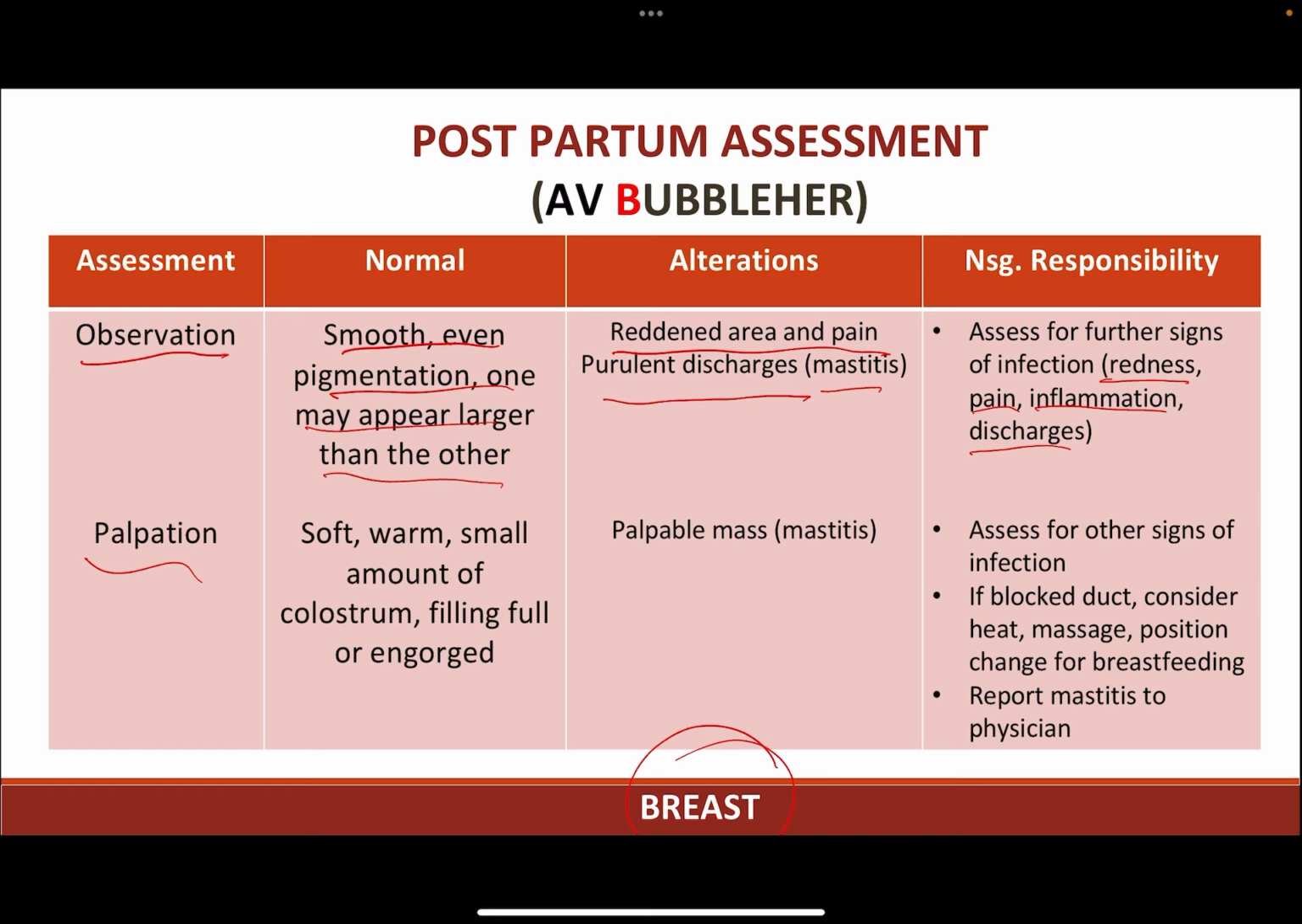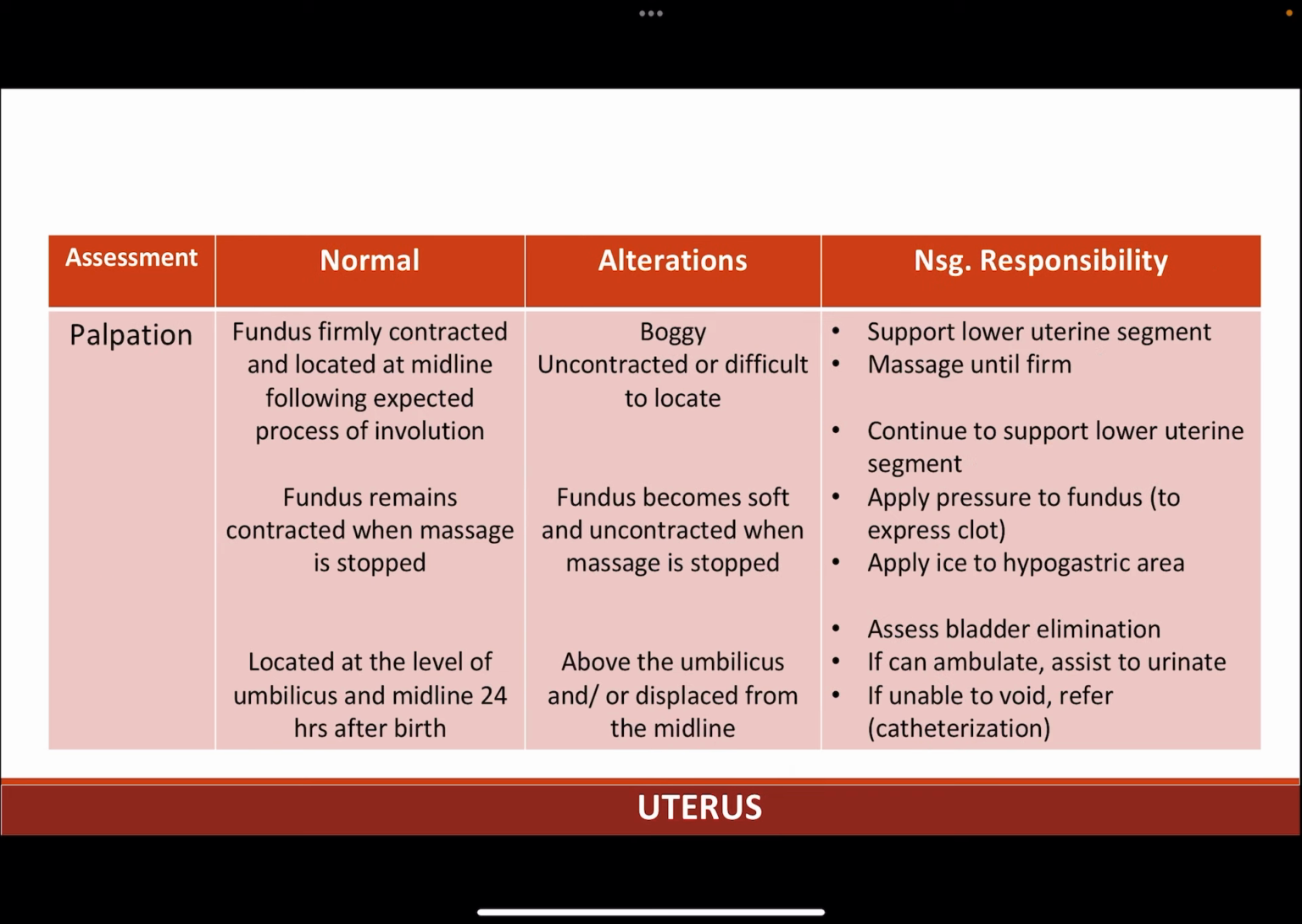Upon assessment and palpation, the normal breast is soft, warm, with a small amount of colostrum, feeling full or engorged. But in the alteration, there is a palpable mass, or mastitis. You may assess for other signs of infection. If there is a blocked duct, consider heat, massage, and a change of position for breastfeeding, and then report mastitis to the physician.